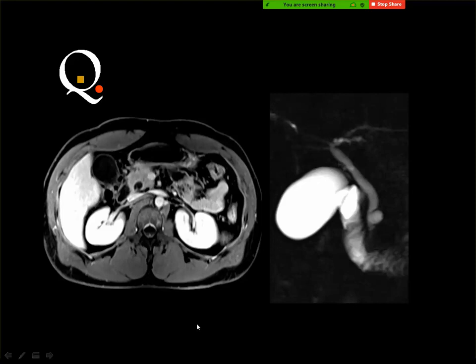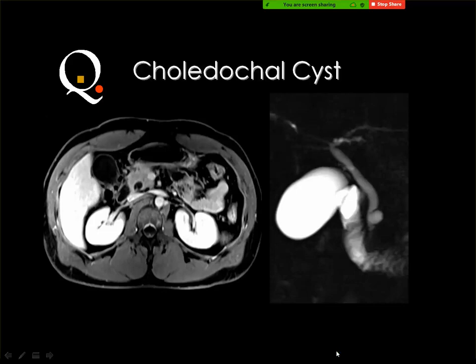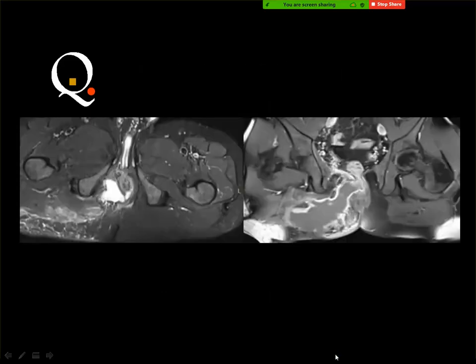Type 3. Type 2, which is a choledochal diverticulum. Yes, and then type 3 is the choledochocele. And here you can see the lesion. This lesion is filled with fluid, not air. And if you see such a lesion, you may think of this diagnosis, choledochal cyst.